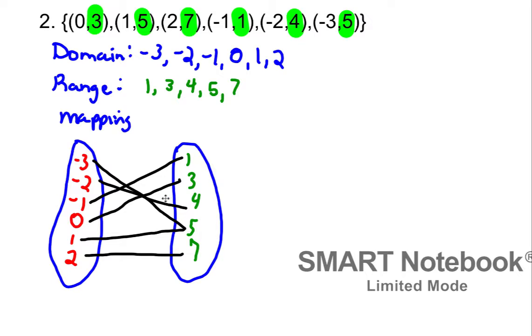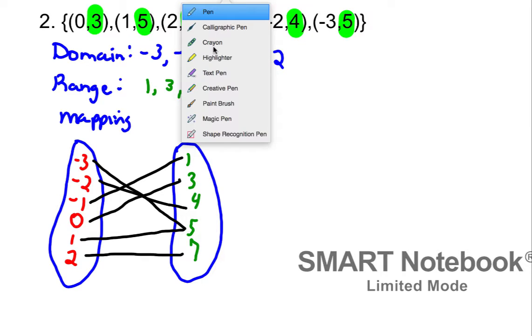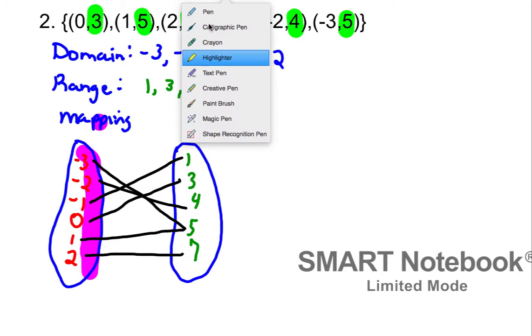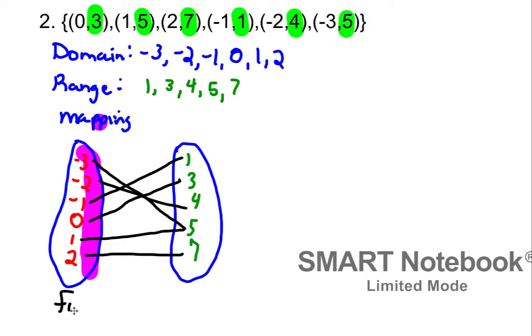To determine if this is a function or not, I look at my domain circle and I look at each of these values and see if I have more than one line going out of them. So every single x value only has one line going. That means it's only going to a single y value. So that means that this is an example of a function.